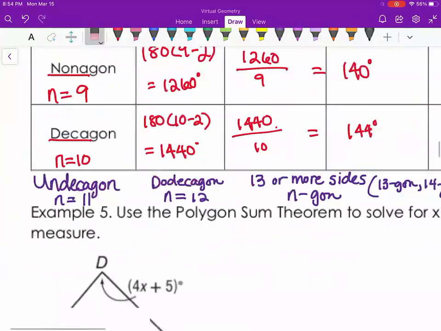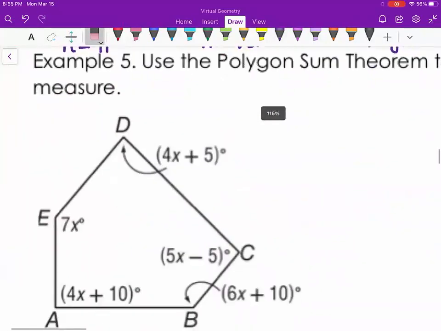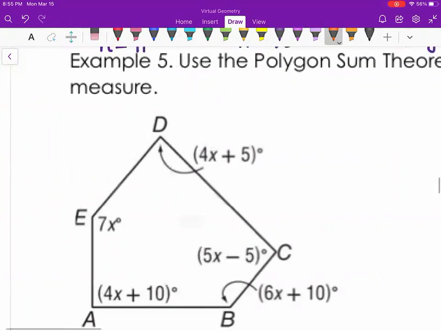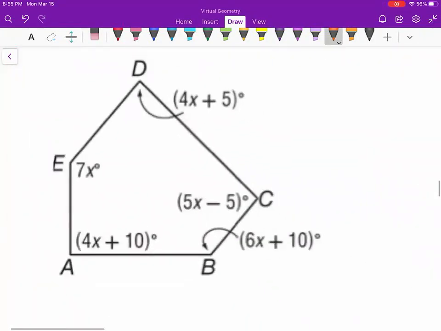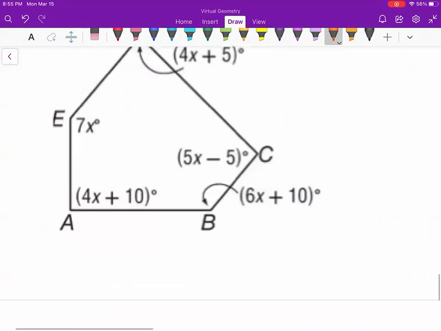All right, so our last example is what happens when our shape is not regular. How can we still use the polygon sum theorem to find our missing pieces? So this last example does exactly that. We are going to solve this figure first for x, and then we'll find the measure of each individual piece here. So first things first, how many sides does this have?